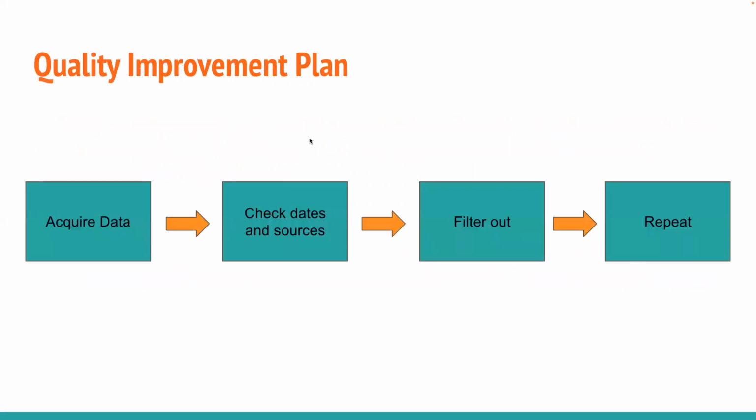So our data quality improvement plan is as follows. It's quite simple. First, we want to acquire the data. Then we want to check the dates and the sources where it came from to make sure it is up to date and it covers the topics that we want covered. Then we're going to filter out the data that does not make sense for us to use and then continue to repeat that process.